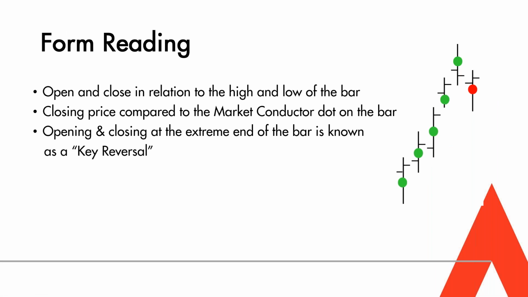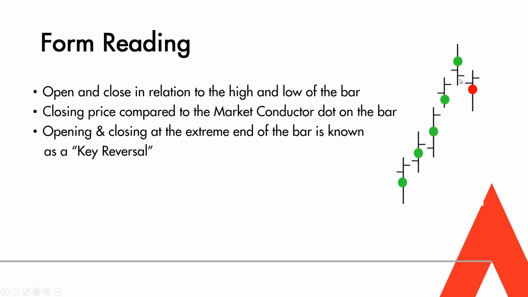So things to look for with form reading: look at the open and close, compare it to the high and the low of the bar, which is something we've discussed. Obviously opening down near the low, closing up near the high is bullish. But what if you had an open and close towards the middle of the bar? That would actually suggest a little bit of indecision. Or the other thing that can happen is both the open and close up near the high would be really bullish, or both the open and close down near the low, that would be extremely bearish.